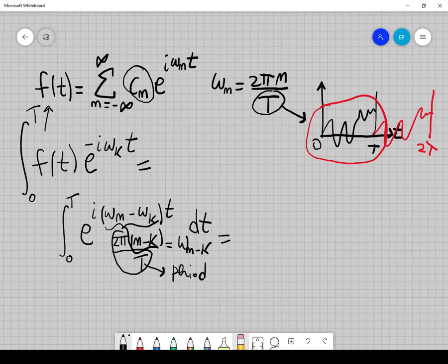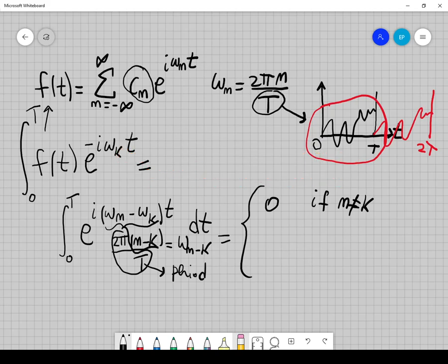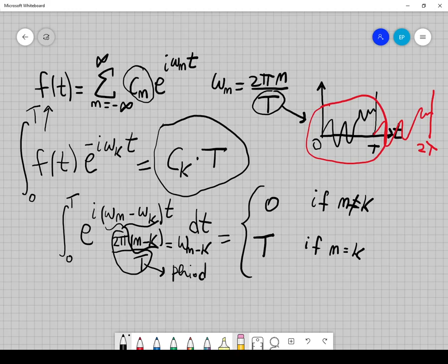So we will get just simply 0 if n is not equal to k, but if n is equal to k, you get an integral from 0 to T of dt. So we get T if n is equal to k. So what shall we put here? On the right hand side of this expression, we will just have to put the only coefficient that remains after integration, c sub k multiplied by T, and we will proceed further in the next lecture.